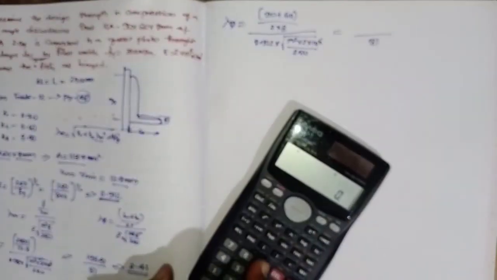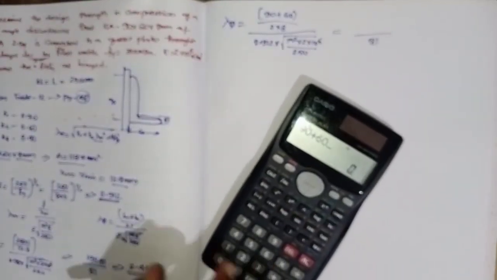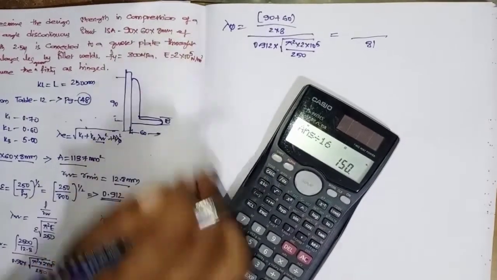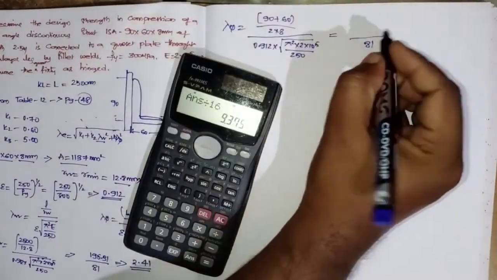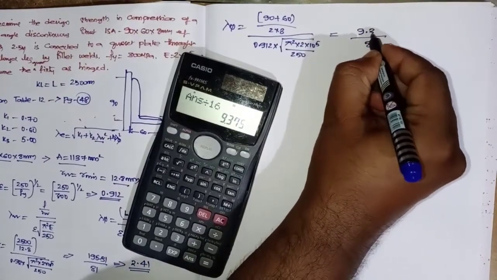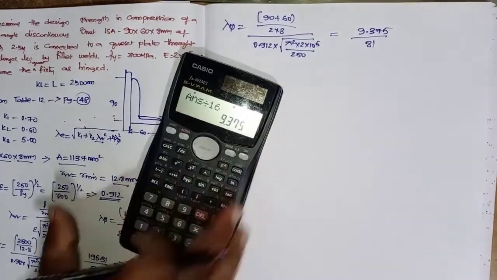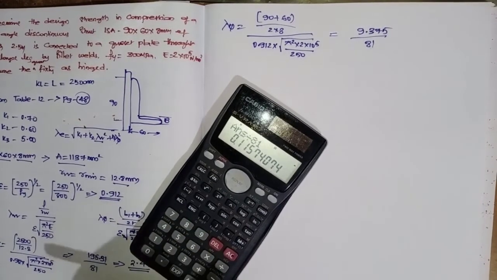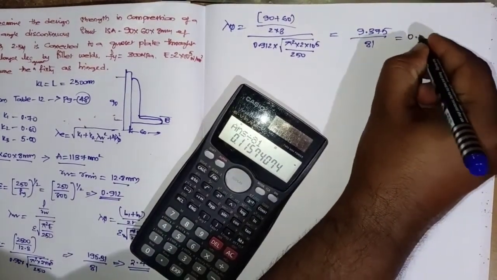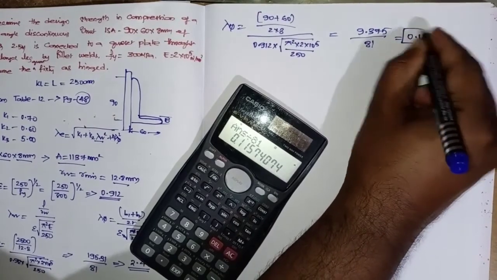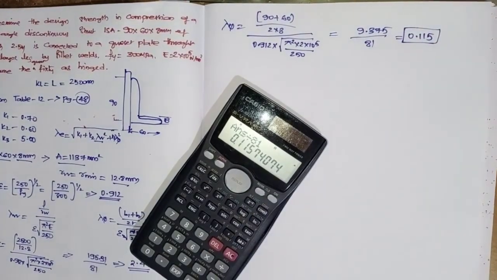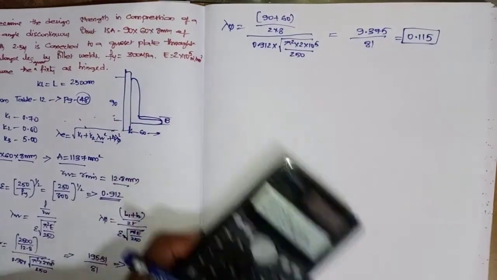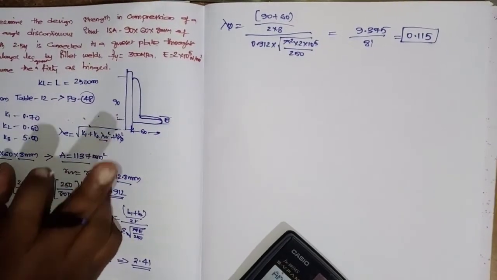So B1 plus B2, 90 plus 60, divided by 16, since 2 into 8 is 16. So how much is it? 9.375. Okay, 9.375 divided by 81, so you get 0.115. So you got lambda VV and lambda phi, and you got everything: K1, K2, K3.